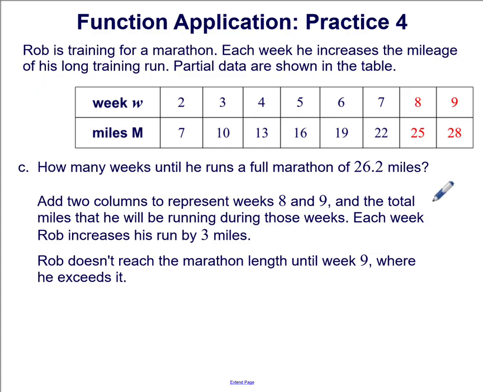Question C reads, how many weeks until he runs a full marathon of 26.2 miles? Here's the process. Add 2 columns to represent weeks 8 and 9 and the total miles that he will be running during those weeks. Each week, Rob increases his run by 3 miles.